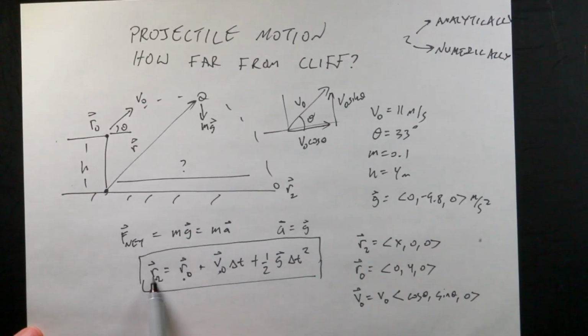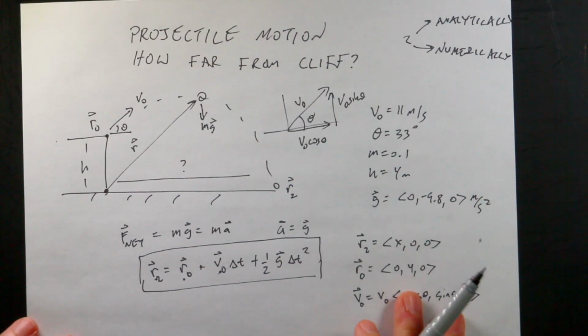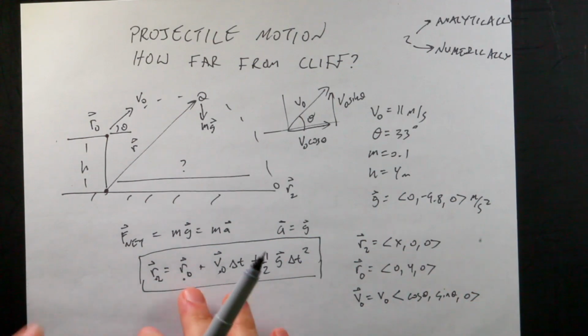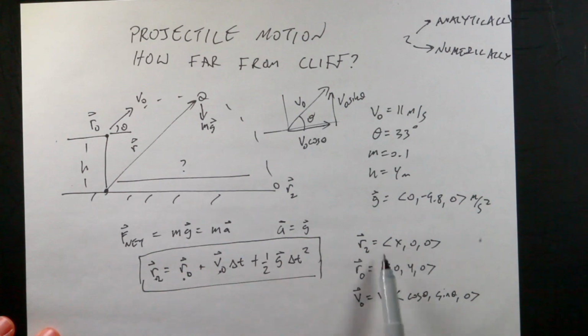So I know r2, kind of. I don't know the x value. I know r0. I know v0 and everything. So really, the only thing I don't know is that, and time. So there's two things I don't know. Since I have these, I could write this all out as variables, but I don't want to. Instead, I'm going to write this as two equations.